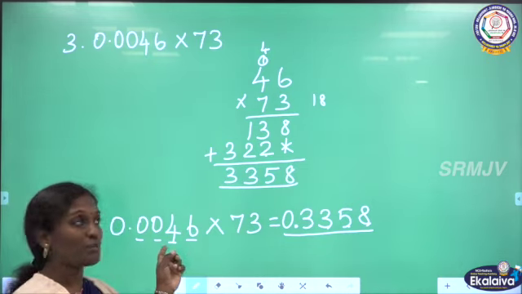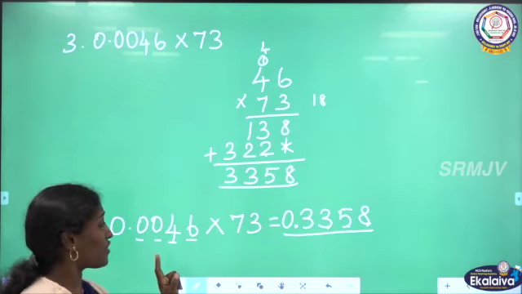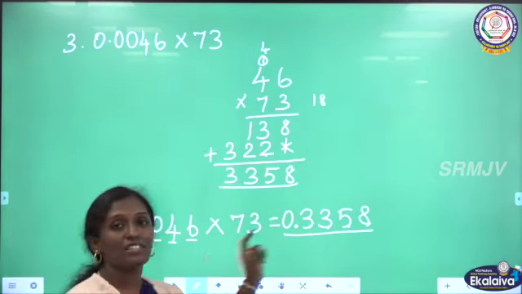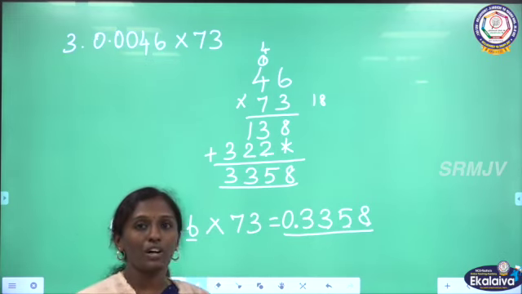While multiplying a decimal number, we have to take as a whole number. We have to find the product. Then in the answer, we have to make the decimal point. Is it clear? Hope you all understand.